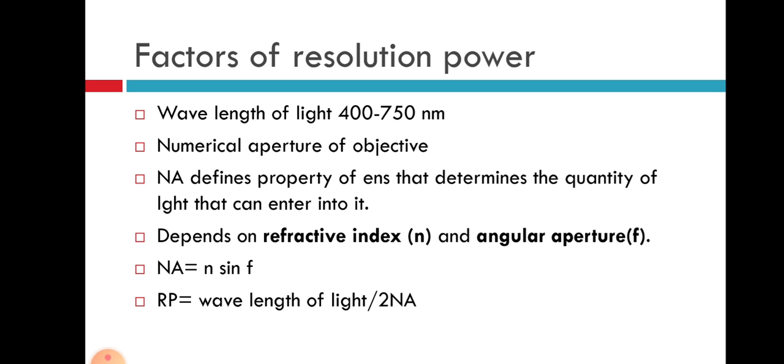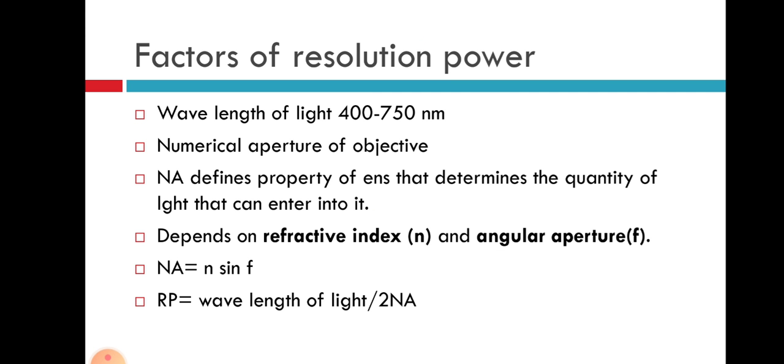Factors of resolution power: they are the wavelength of light, which is usually of the visible region, 400 to 750 nanometers, and the numerical aperture of the objective. These are the two factors which influence the resolution power.